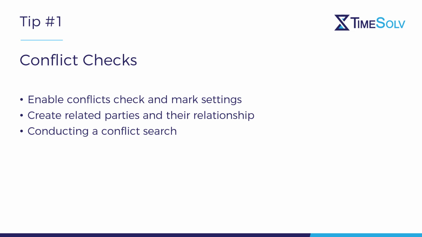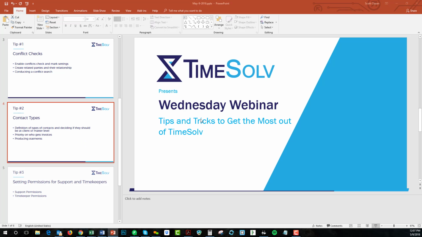So with that being said, let's get started. So first, conflict checks. What we're going to do is run you through how you enable conflicts and mark the settings for them. Then creating related parties and associating their relationship with the client and matter that is relevant. And then how you go about conducting your actual conflict search itself. So let's get started here.